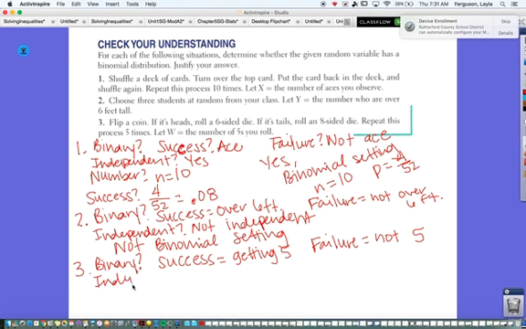The next one is independent. So does what we do with one affect the other? Because we are rolling a die, what we get on the first roll is not going to affect what we get the second time. So these are independent. Then we should look at numbers. Do we have a set number of trials that we're going to look at? It tells us that we're going to repeat this process 5 times. So that means that our n is equal to 5.